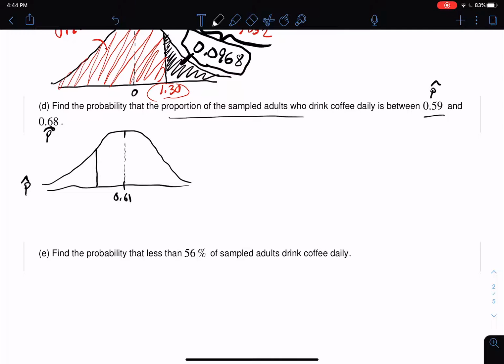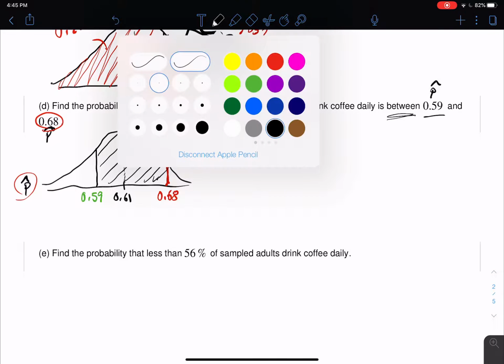We want this to be in between about there. I'll do that one in green. 0.59, and this one, which is about here, 0.68. And once again, these are sample proportions. These are p hats. They're asking us to figure out the between, so that, of course, is this stuff right here. Once again, we don't have a table that'll do this for us. We're going to need to convert these numbers into z-scores.